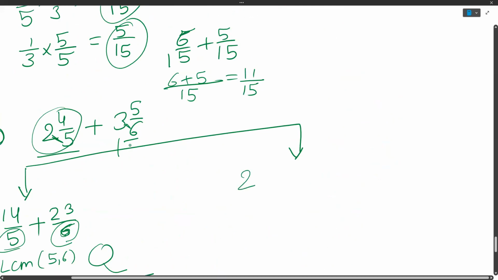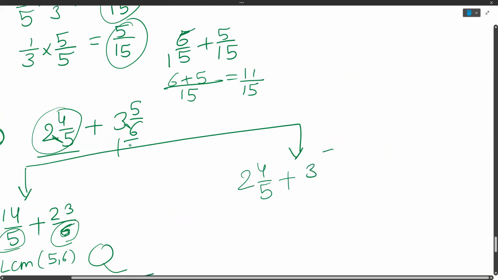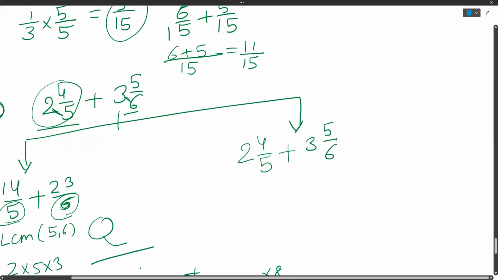So to avoid this calculation, we can solve it in a different way. What is the second way? No need to convert it into the improper fraction. Directly you can write it. Directly you can add the whole numbers. Okay.